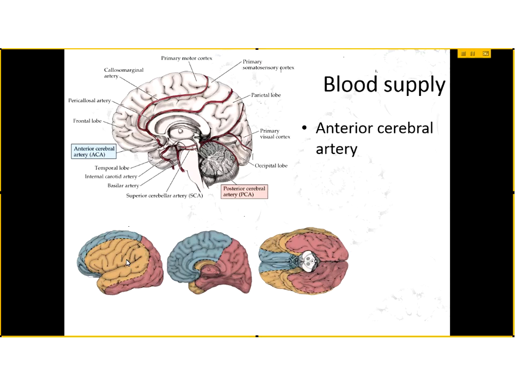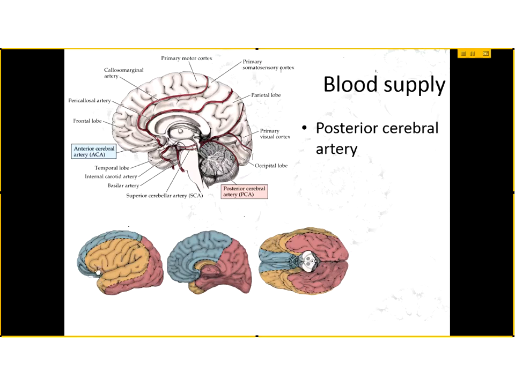So the anterior cerebral artery supplies this medial portion of the frontal lobe, and if it was blocked, you might see problems with emotion, attention, movement. Those kinds of functions will be lost, but language function would most likely be spared.